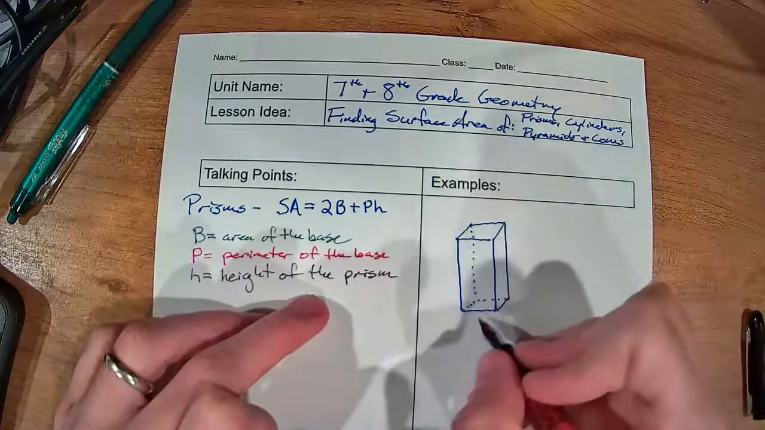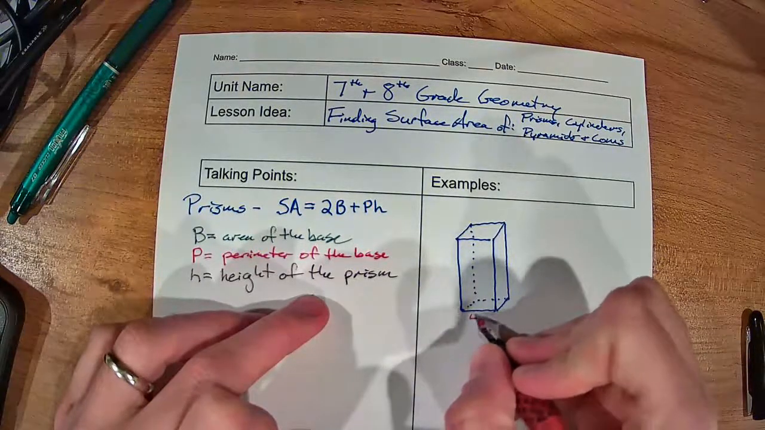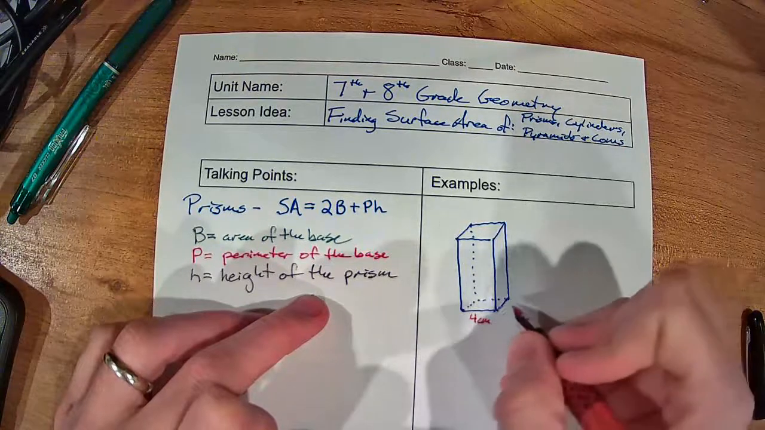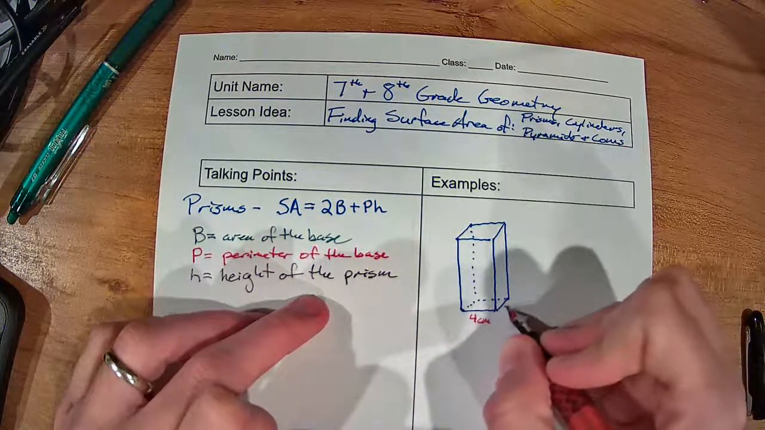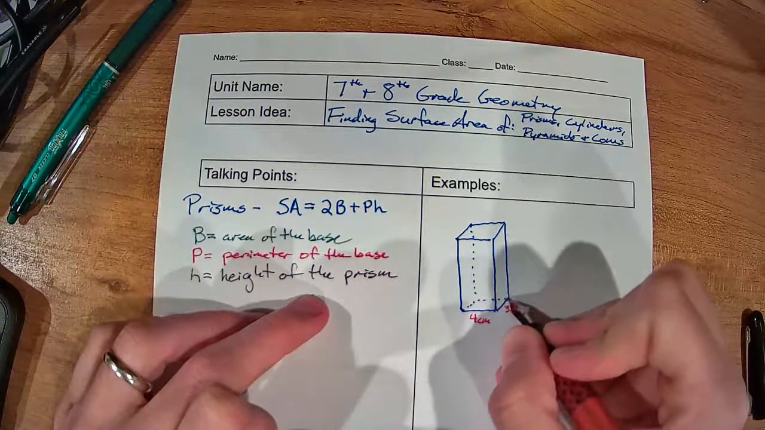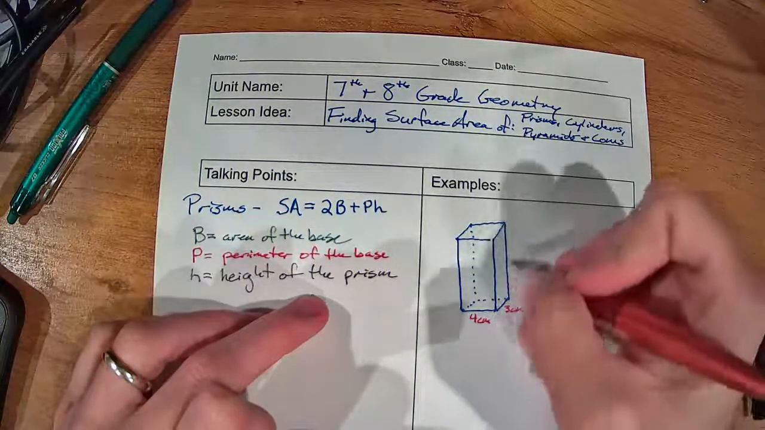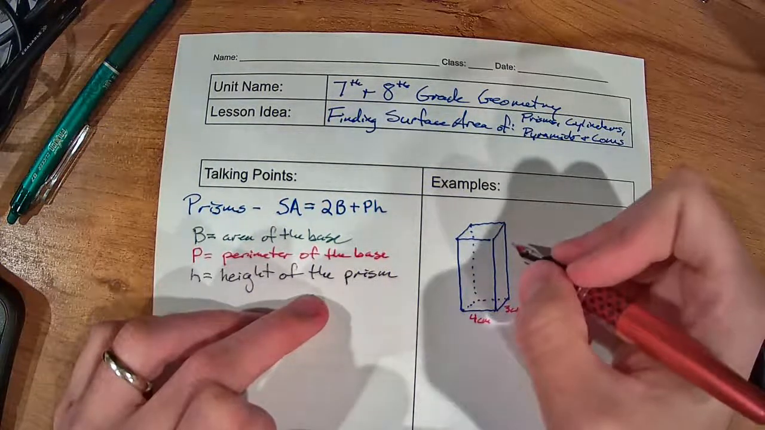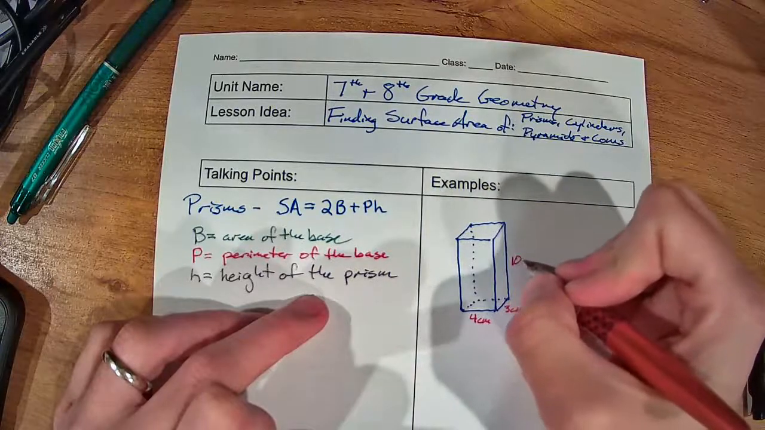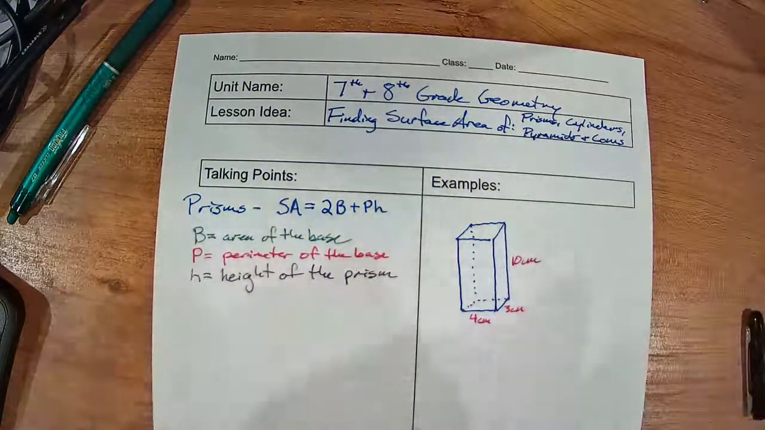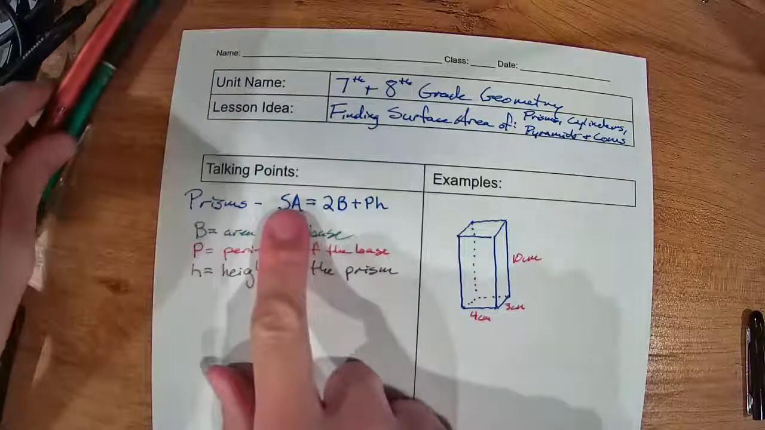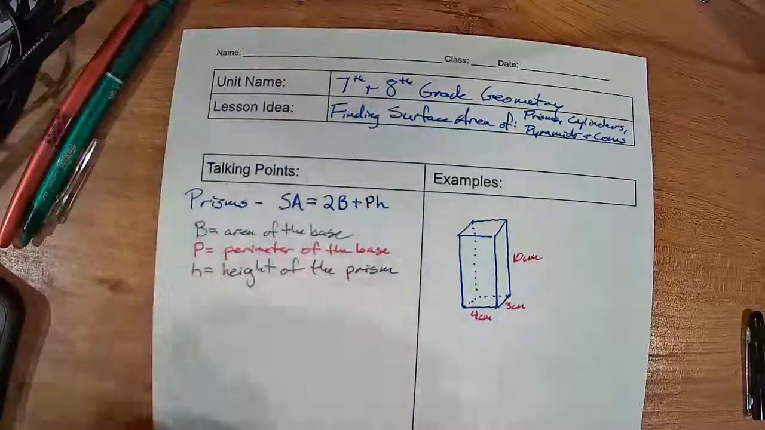Let's see. In this case, our dimensions are 4 centimeters across here, 3 centimeters front to back. All right. And then from top to bottom, so our height is 10 in this case, 10 centimeters. All right. So let's use this information to see if we can calculate the prism's surface area.